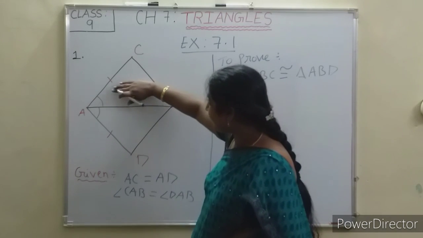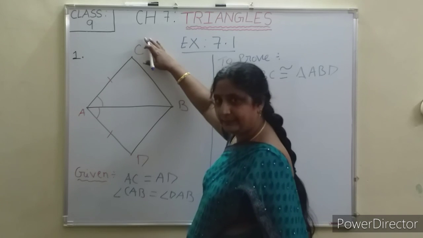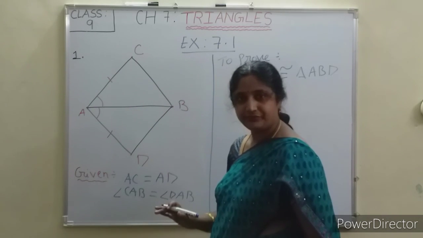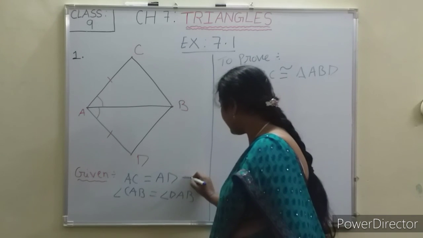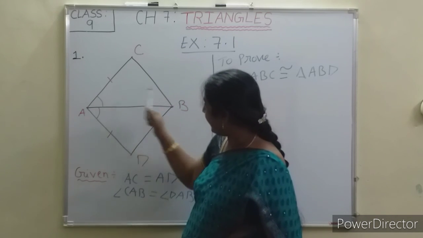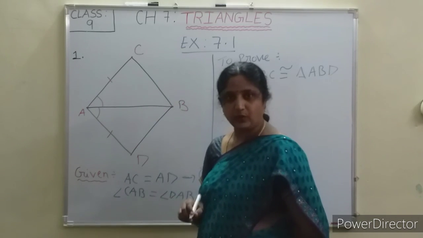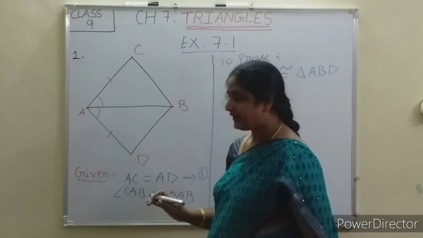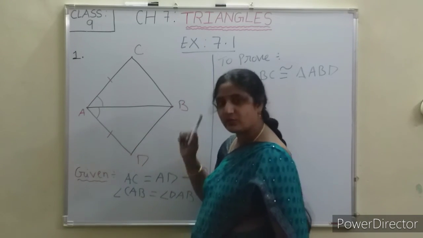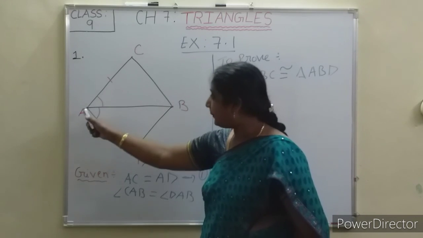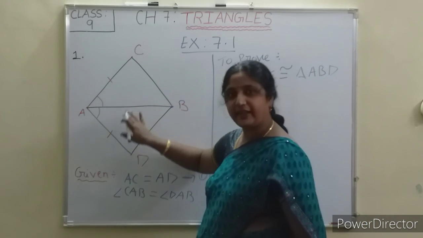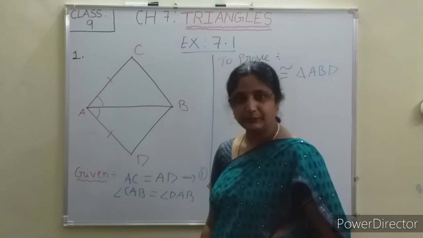In this triangle the side AC and in this triangle the side AD, both are equal. You make this equation 1. And the angles also: angle CAB is equal in these two triangles. Right? Then you observe from these two triangles, what is the AB side? Common. AB side is common. That means in this triangle AB and in this triangle AB, both are equal.